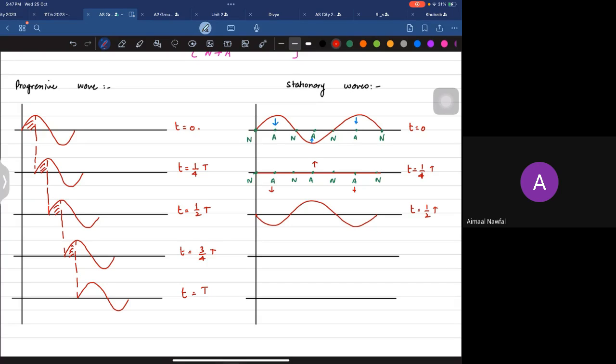Okay. Now, considering this, the nodes stay where they are. Antinodes are only moving. Nodes are there. This is antinode, node, antinode, node. As you guys can see, in half of it, this portion of the wave has gone up. These two up portions have gone down like that.